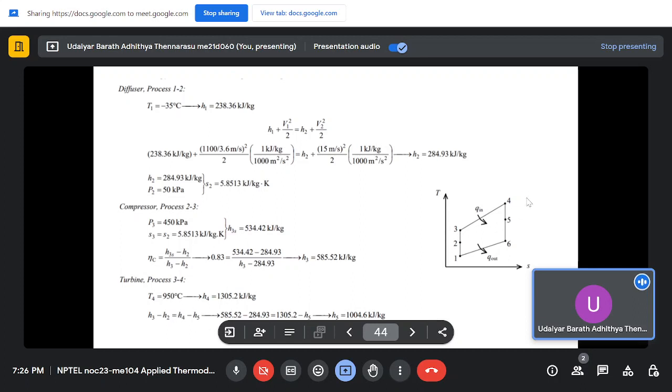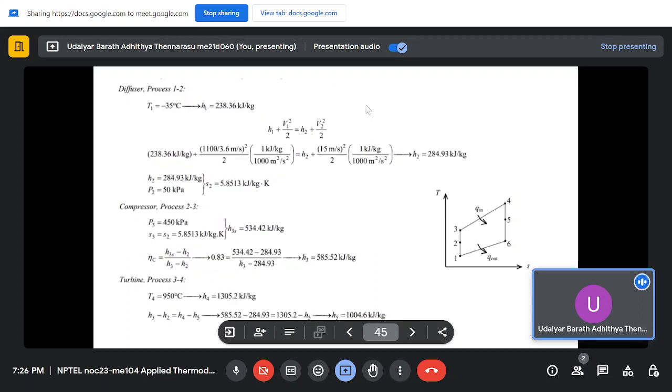And we know that the temperature at state 4 is 950 degrees Celsius and the pressure is 450 kilopascal. So correspondingly, the enthalpy at state 4 will be 1305.2 kilojoule per kg. Now substituting that, we'll get the enthalpy at state 5 as 1004.6 kilojoule per kg.